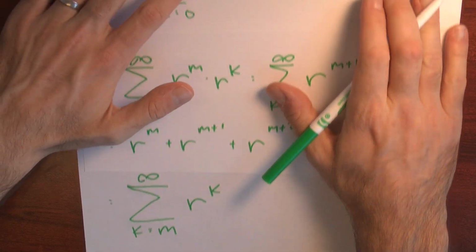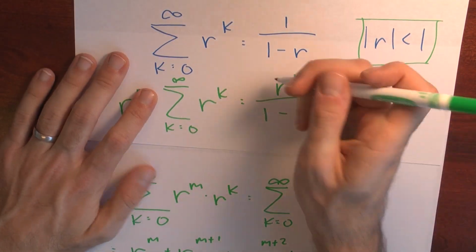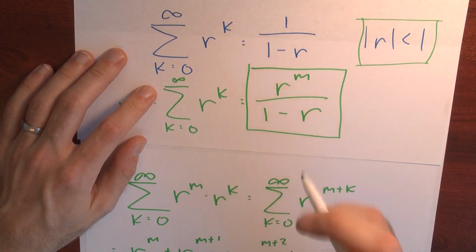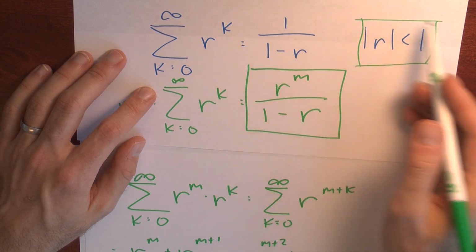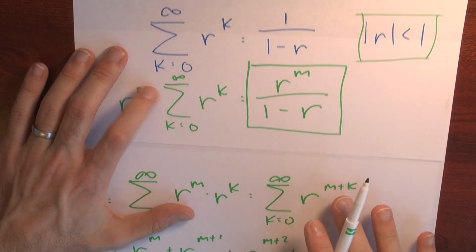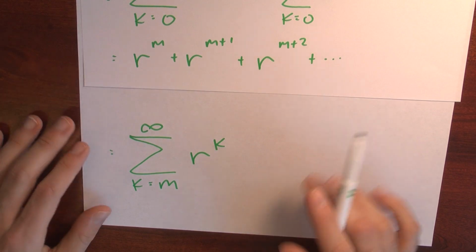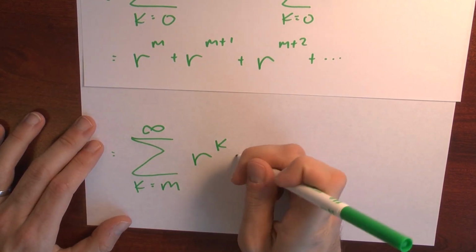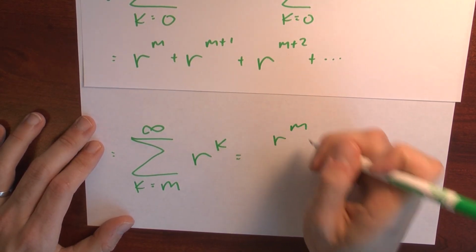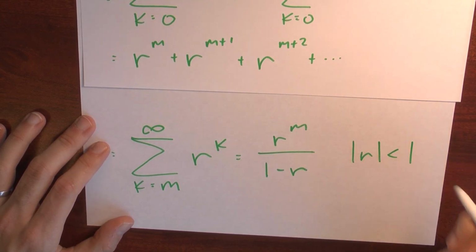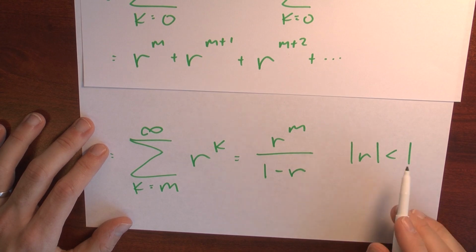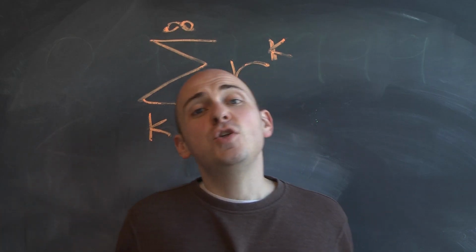And if I go all the way back, right, I figured out that that series has this value, of course, assuming that the absolute value of r is less than 1. But all told then, I can conclude that this series is equal to r to the m over 1 minus r as long as the absolute value of r is less than 1. So that's a useful formula.